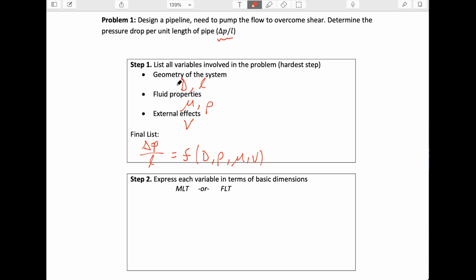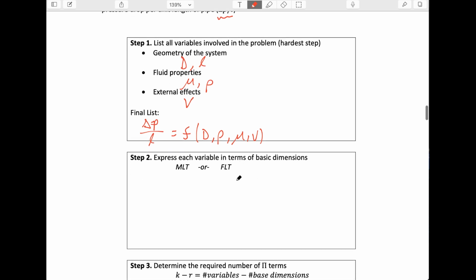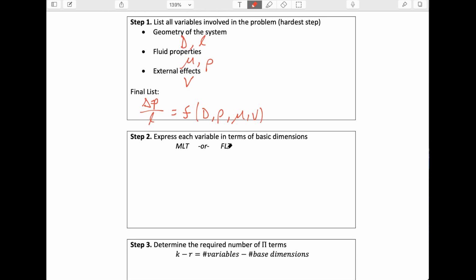Now what we want to do is express each of these variables in its basic dimensions. And so let's use the force, length, and time system, okay? And I want you to notice that this delta P over L, we're counting as a single variable rather than two. This is one number. So we're going to actually write that as a single number. Lowercase l here, like so.